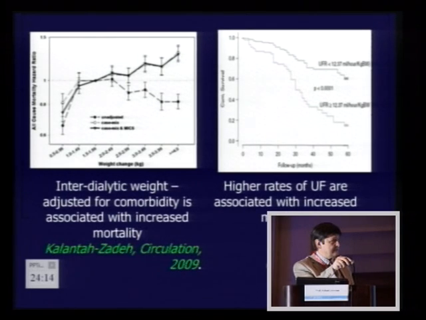So here we see two different studies, one looking at the increased mortality risk associated with the increased interdialytic weight gain. This is corrected for nutritional status, so we've got rid of that aspect of the effect. And what you see here on the right-hand side is the patients who were subjected to higher ultrafiltration rates during hemodialysis. Those patients had worse outcomes.